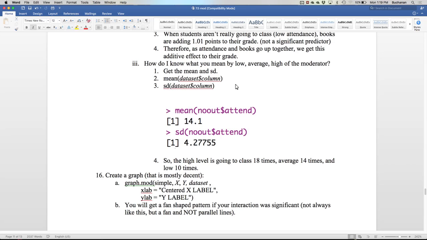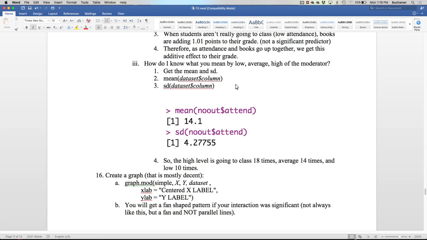Subtract here. 14 minus 4 is 10. So at 10, it doesn't matter. So at some point between these two, it starts to matter. But we don't, that's called a Johnson-Neyman analysis, and it just wasn't worth the trouble. So what you could say is somewhere between 10 and 14 classes is when it starts to matter.